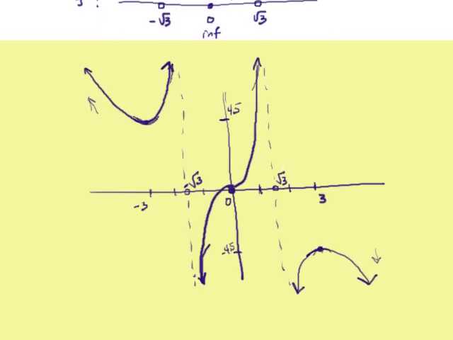So it sort of has everything in it. That's why this is a nice example. It has a maximum point, it has a minimum point, and it has an inflection point, and it has asymptotes. So it pretty much has everything in it.